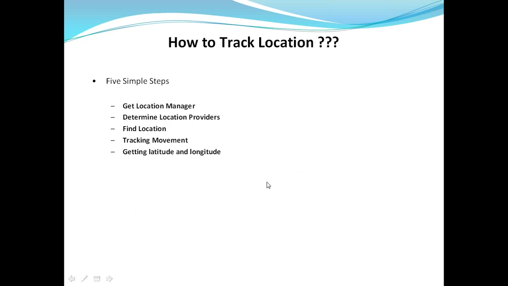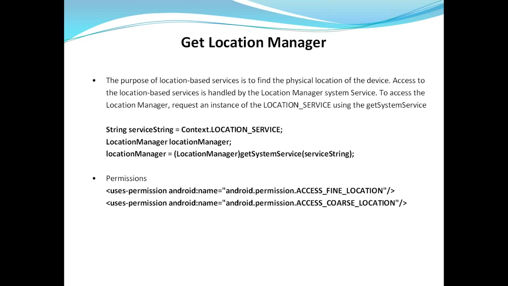But the question is how to track location. For this, we have 5 simple steps. First is getting the location manager. Then we need to determine location providers. After this, we need to find the location. Then we need to track movement. And then we need to get latitude and longitude. So, location manager.